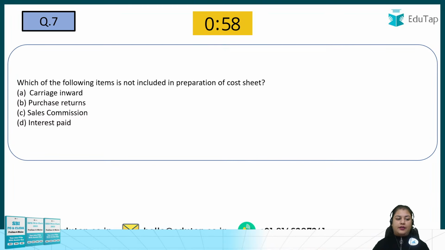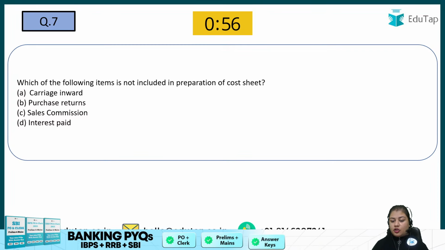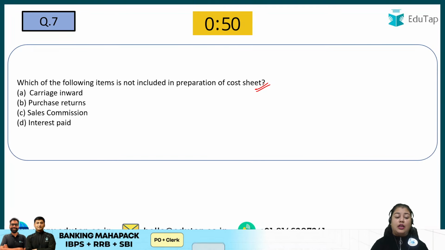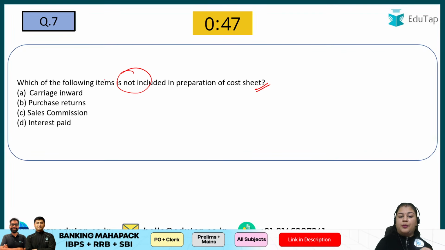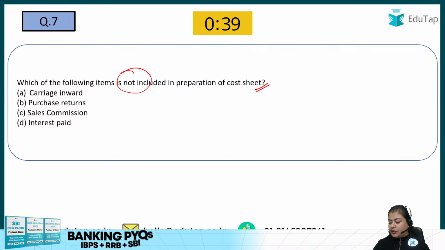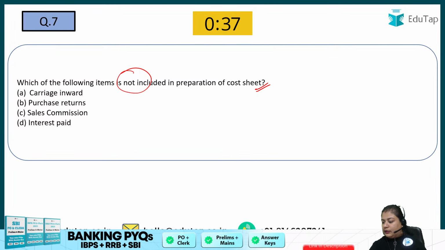Then question 7. Which of the following items is not included in the preparation of cost sheet? Now please read the question again very carefully. Not included in the preparation of cost sheet. Carriage inward, purchase returns, sales commission, or interest paid. Give me the answer. Very easy question, but a little technical.